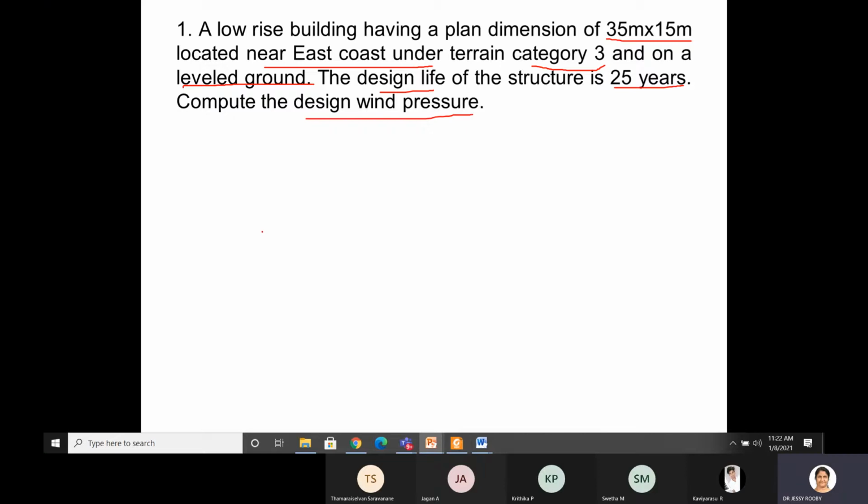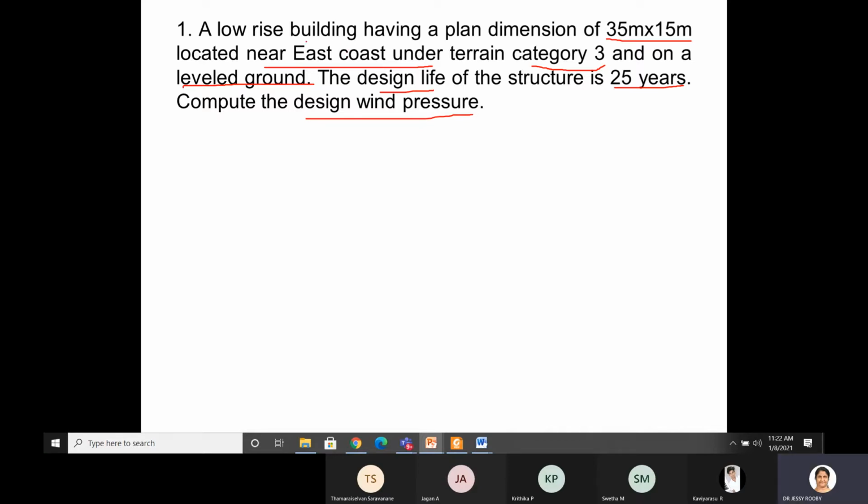Okay. So what information is given there? What do you have to calculate? Where is the building located? Where exactly is the building located? Near the sea. Near the seashore, east coast. So you have to take a city which is on the east coast.